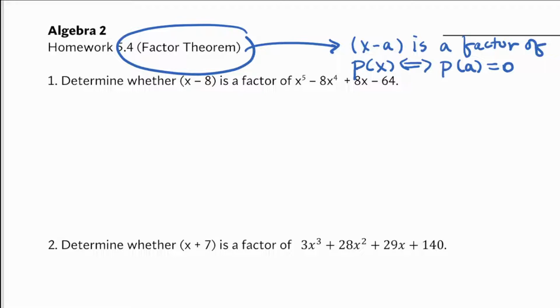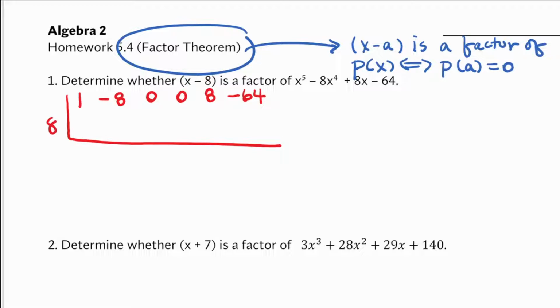So we're going to determine whether x minus 8 is a factor of x to the 5 minus 8x to the 4 plus 8x minus 64. We're going to set up for synthetic substitution and test to see if we plug 8 into this polynomial, we get 0. I'm going to copy my coefficients: 1x to the 5, negative 8x to the 4, no x to the 3, no x to the 2, so I put in a 0 for each of those, 8x and negative 64. Okay, and I'm going to divide that by x minus 8, so I'm running 8 through right here.